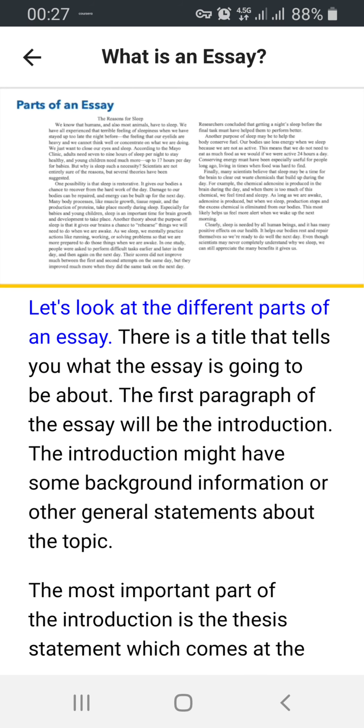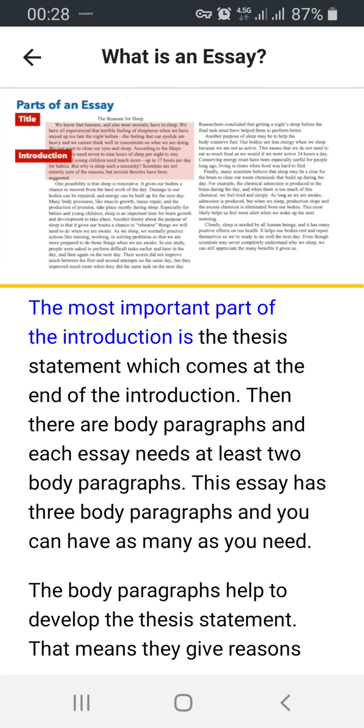Let's look at the different parts of an essay. There is a title that tells you what the essay is going to be about. The first paragraph of the essay will be the introduction. The introduction might have some background information or other general statements about the topic. The most important part of the introduction is the thesis statement, which comes at the end of the introduction.